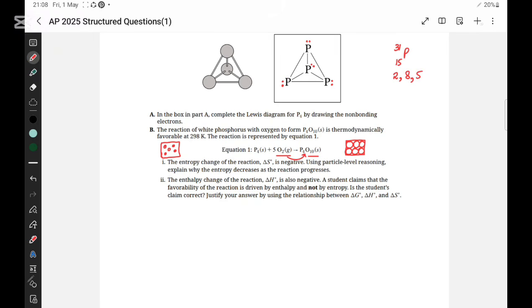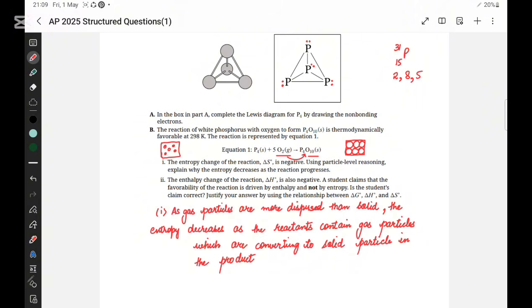So how am I going to write it? Gas particles are more dispersed than solid. The entropy decreases as the reactant contains gas particles which are converted to solid particles in the product.